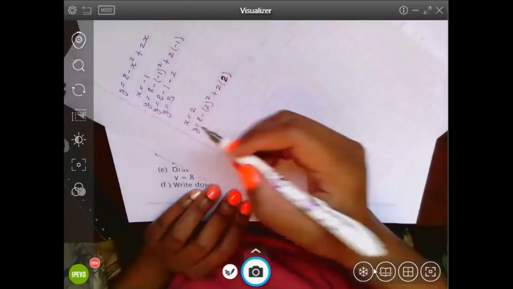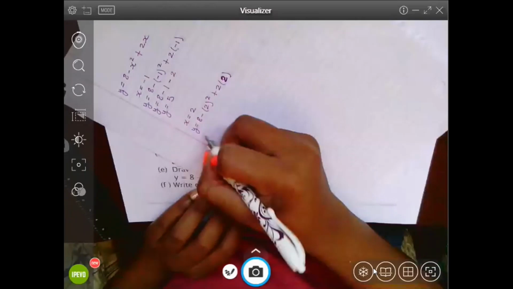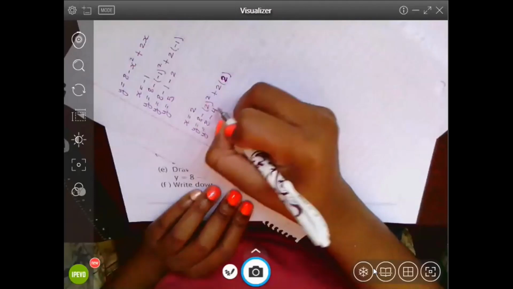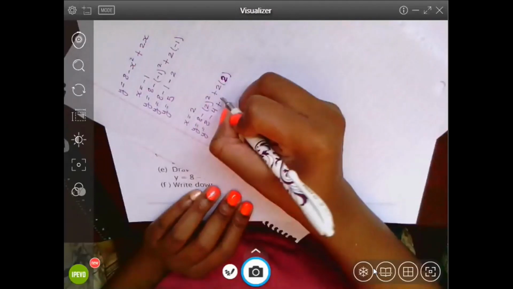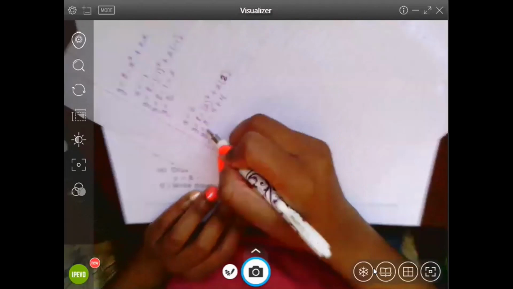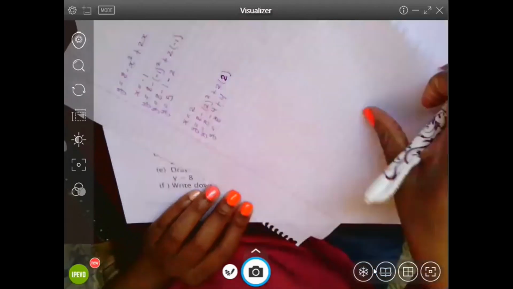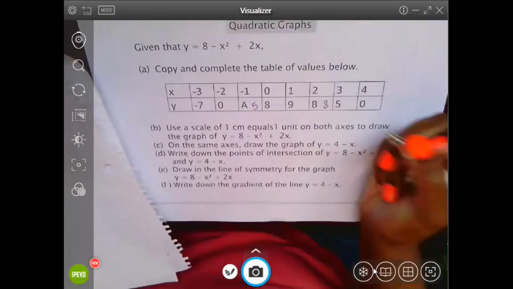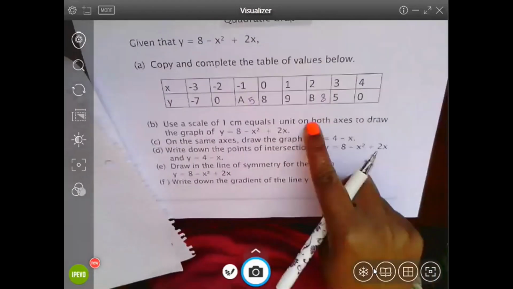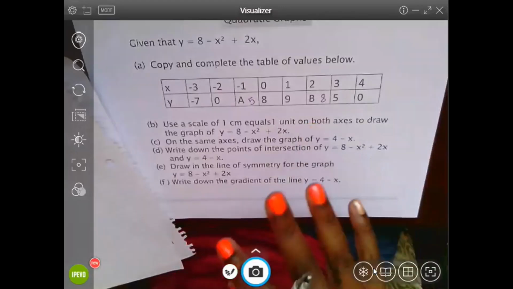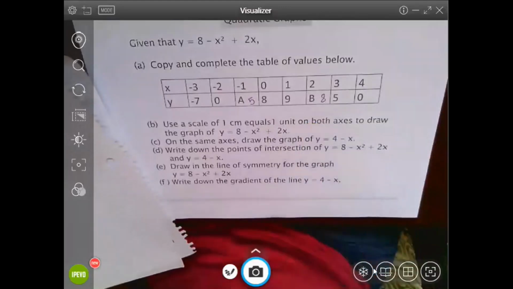Y equals 8, take away 2 squared becomes 4, plus 2 times 2 is also 4. So 8 take away 4 plus 4, y equals 8. So I'm going to go back to my table and write that there for the time being. But I know that I have to copy this table onto my graph, and so this will not stay here. I want you to notice that I'm taking my time to answer every part of the question on the graph.